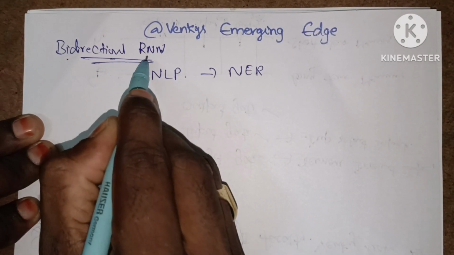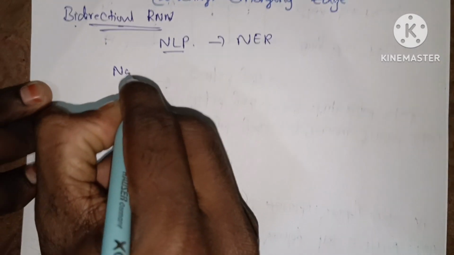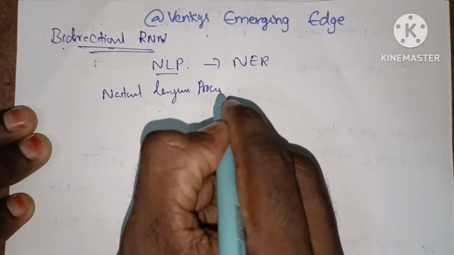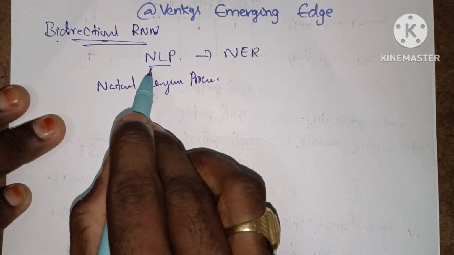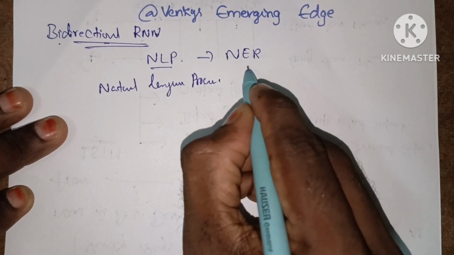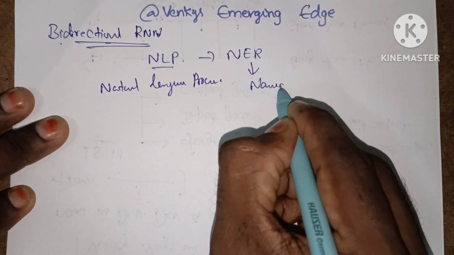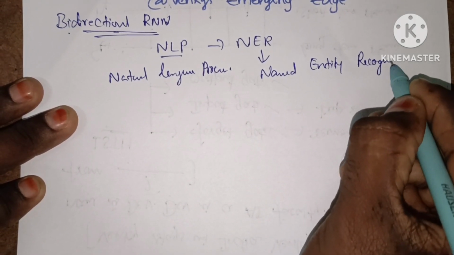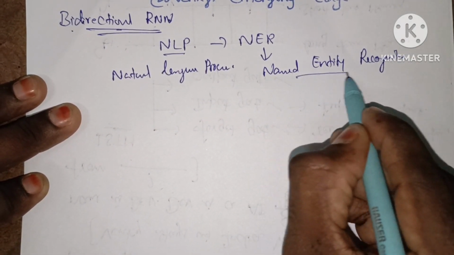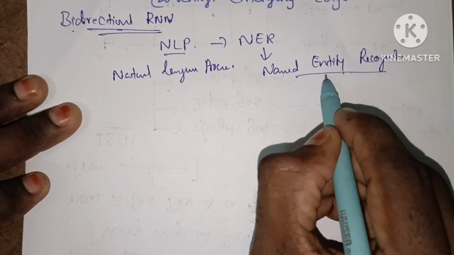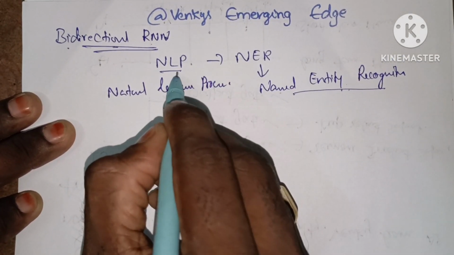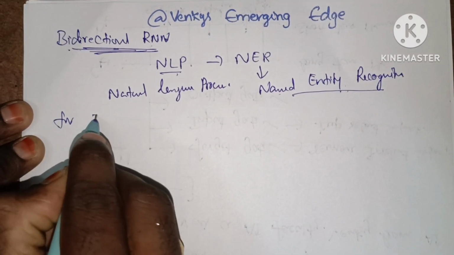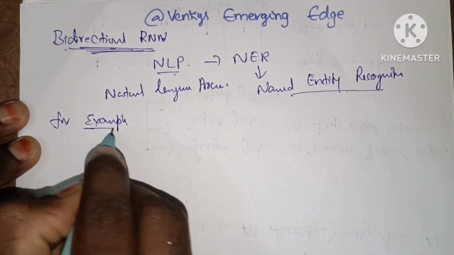Bidirectional RNN is mainly used in natural language processing. Clear? Why are we using a bidirectional RNN? We are facing one problem called named entity recognition. Through this technique, we are facing one type of problem in NLP. That's why we go for a bidirectional RNN. For example, let us check how this problem will be faced.